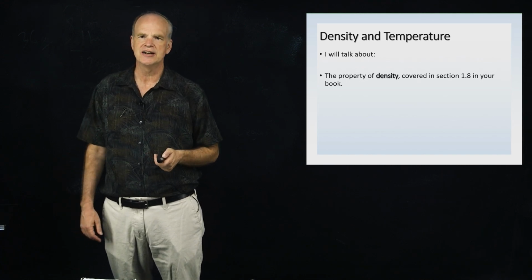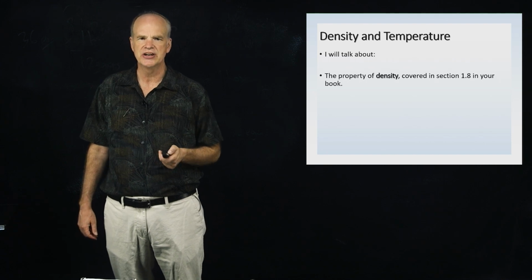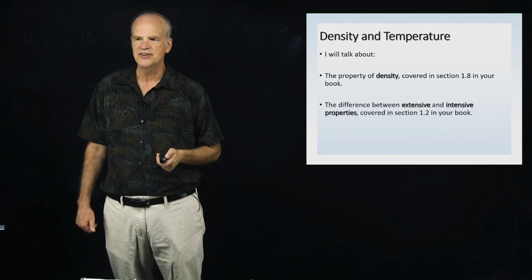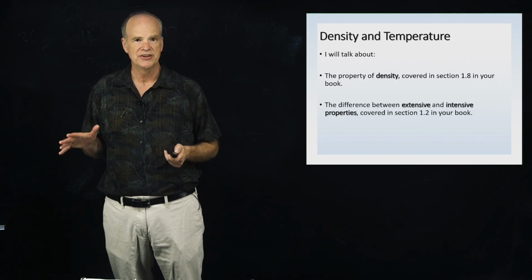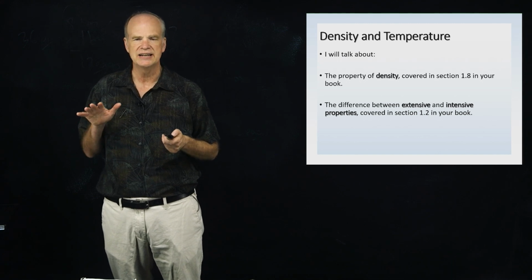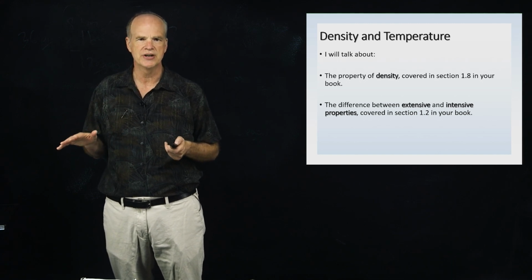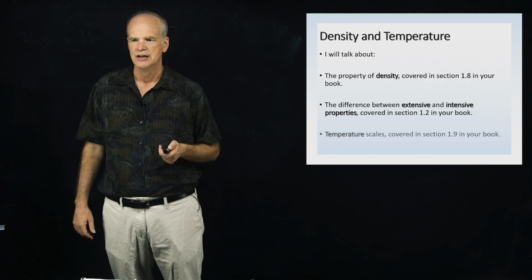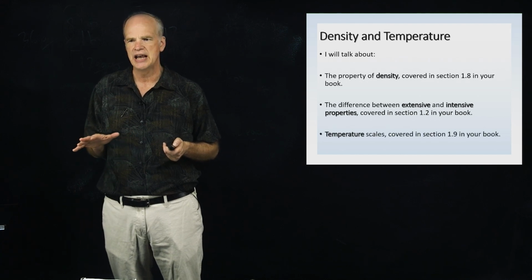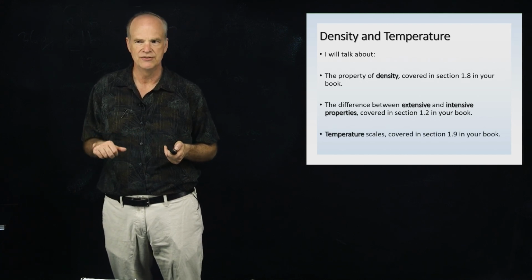So the first thing I'll talk about is density, and that is covered in section 1.8 in your book. And the next thing I'm going to do is sort of digress and talk about the differences between extensive and intensive properties, which is covered in 1.2 of your book. And then finally, I'm going to go over temperature scales, which is covered in 1.9 of your book.